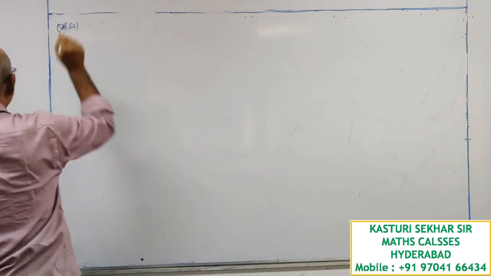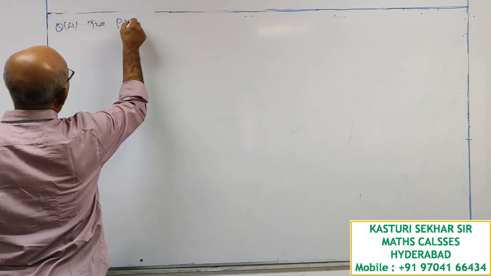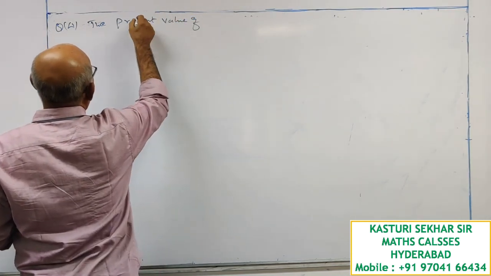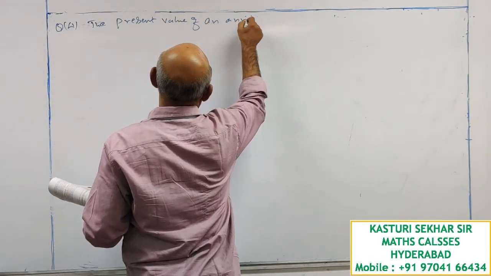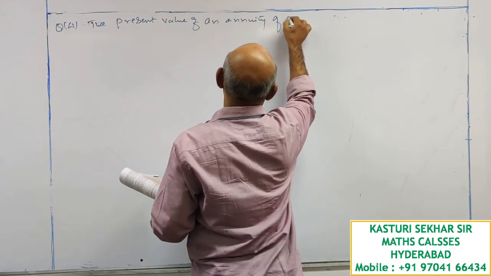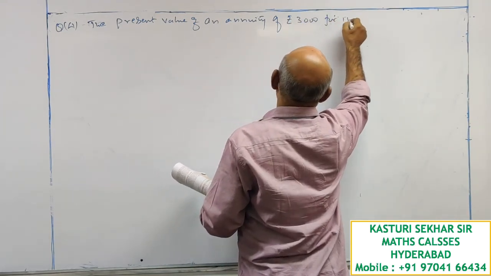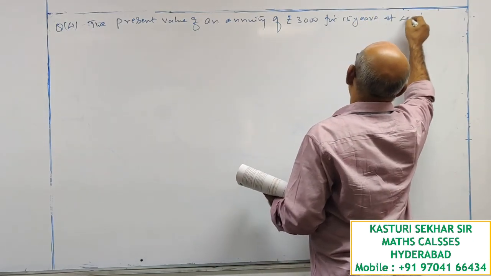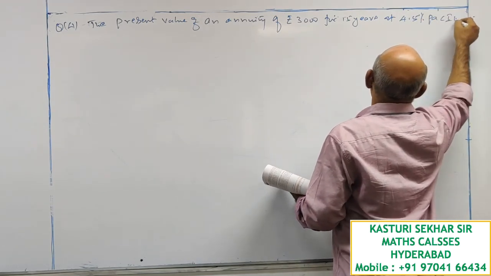Question number 4. The present value of an annuity of rupees 3,000 for 15 years at 4.5% per annum compound interest is?